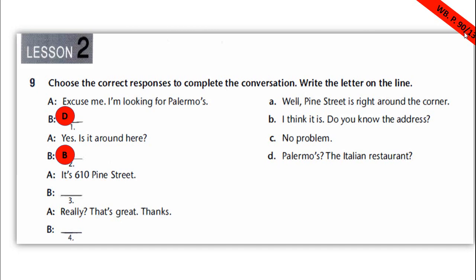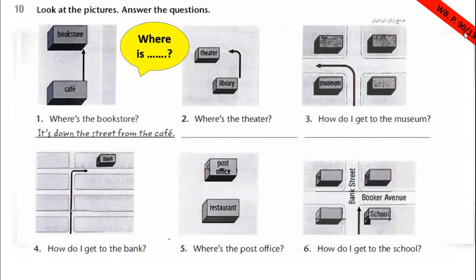So can you read A? Yeah, well, Pine Street is right around the corner. Right around the corner means directly around the corner on the street. Really, that's great. Thanks. So we can say no problem. This is an easy exercise. I love it. Okay, let's move to another one.